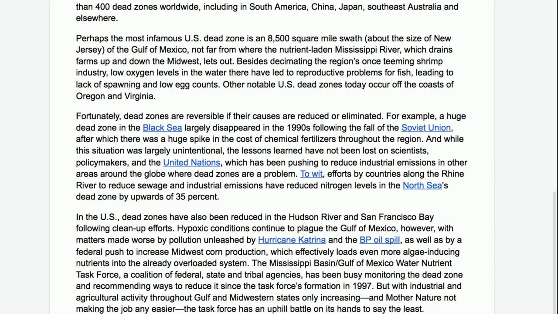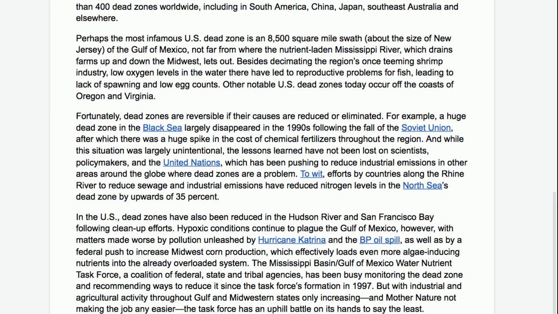Hypoxic conditions continue to plague the Gulf of Mexico, however, with matters made worse by pollution unleashed by Hurricane Katrina and the BP Amoco oil spill, as well as by a federal push to increase Midwest corn production, which effectively loads even more algae-inducing nutrients into the already overloaded system.